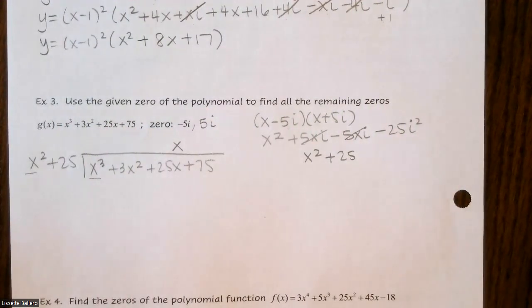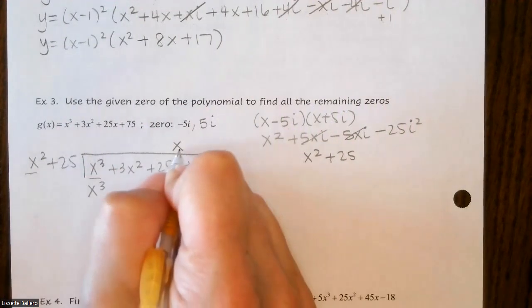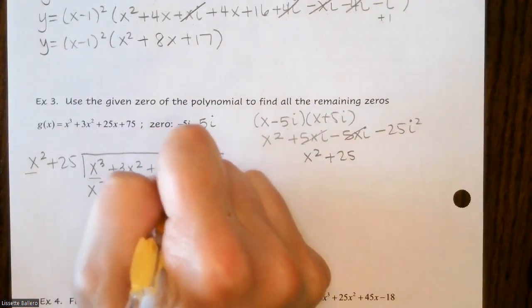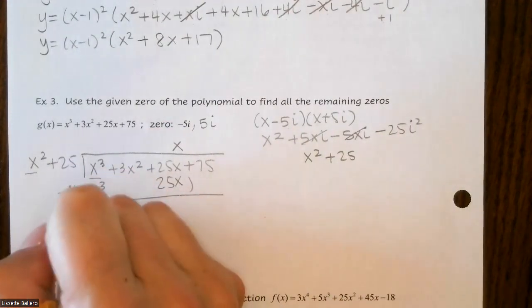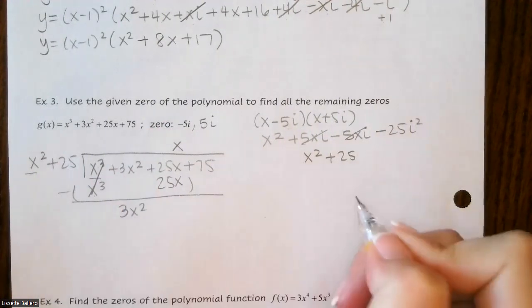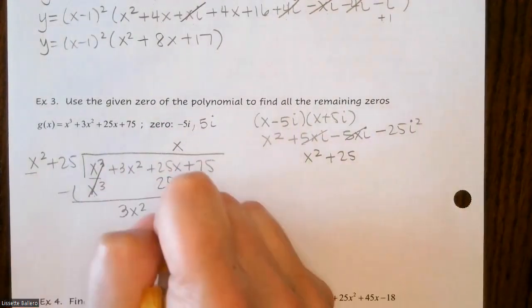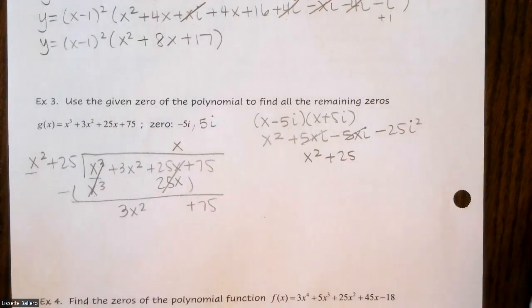I like to keep everything lined up. It makes it easier. x times x gives me x cubed. x times 25 gives me 25x. Now we subtract that second row. And so x cubed minus x cubed is 0. 3x squared minus nothing is just 3x squared. 25x minus 25x is 0. And so our 75 comes down.